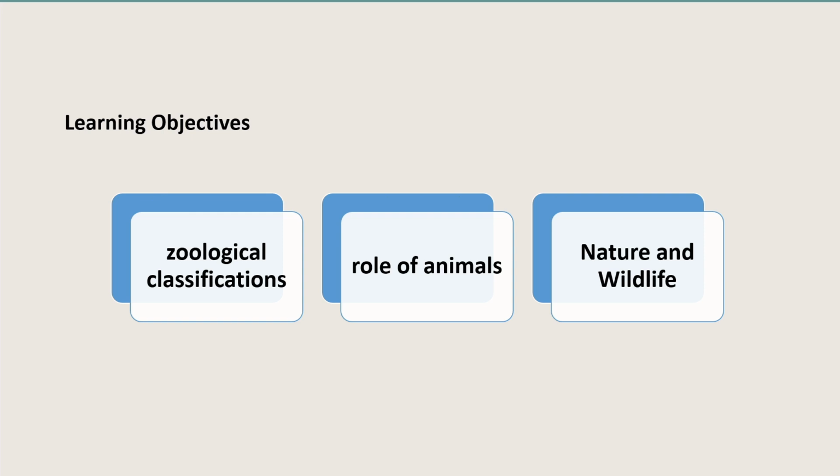At first, the learning objectives of this lecture. The first learning objective is to know the animal classification described in the literary sources. The second learning objective is to evaluate the role of animals as depicted in the text. And the third learning objective is to understand nature and wildlife observations of the ancient scholars.